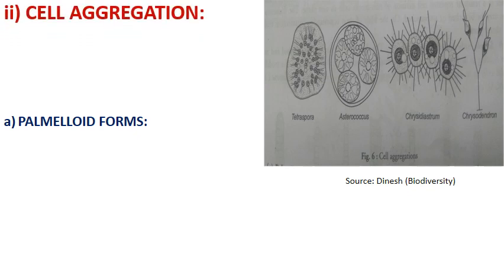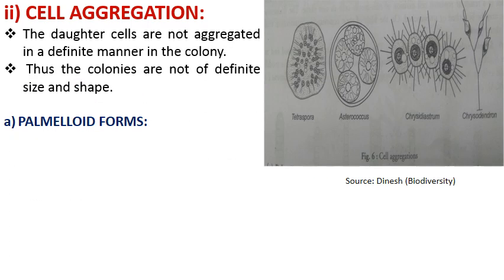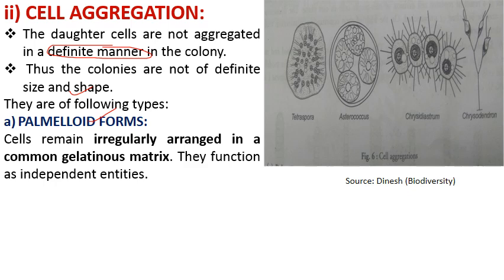The next comes cell aggregations, which are type of the colonial thallus or multicellular thallus. So in this type of thallus, the cells are arranged irregularly. The daughter cells are not aggregated in definite manner in the colony. तो इसमें जो number होता है cell का और arrangement है और size और shape है, that is not definite. So thus the colonies are not definite in size and shape. It includes various forms, which include palmelloid form. So in this form, the cells are irregularly arranged in a random manner, so they don't have definite shape or size. Cells are irregularly arranged in a common gelatinous matrix. They function as independent entities.